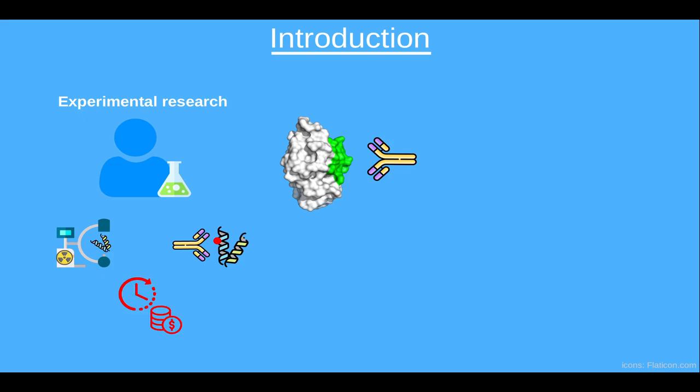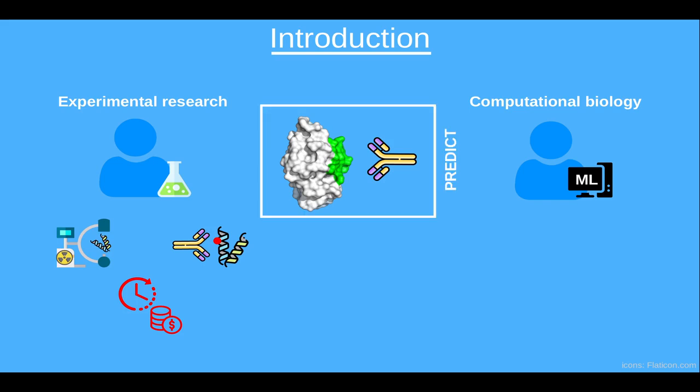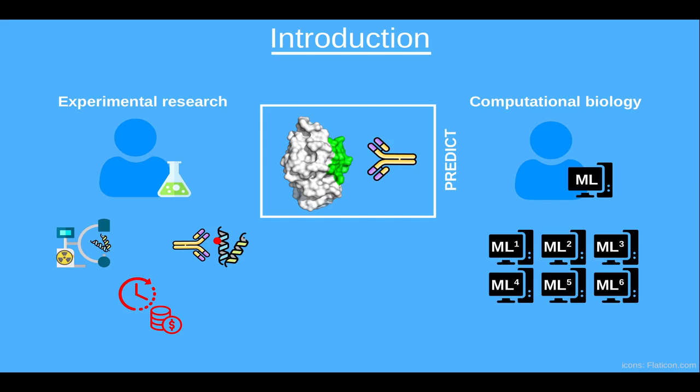To help speed up the epitope discovery process, computational biologists have developed different machine learning models that attempt to predict where these epitope patches are located on a protein. In the past 20 years, many of these models have been published. And so our question is, which one's actually the best?